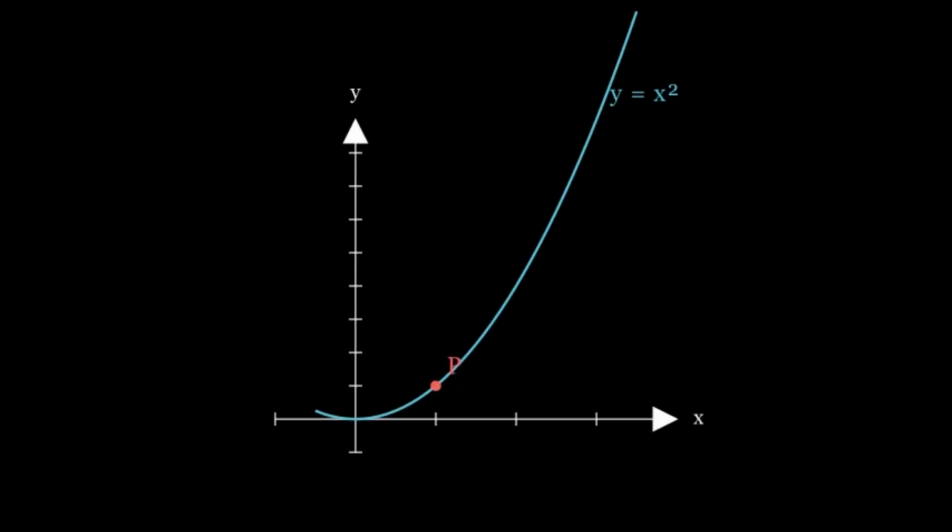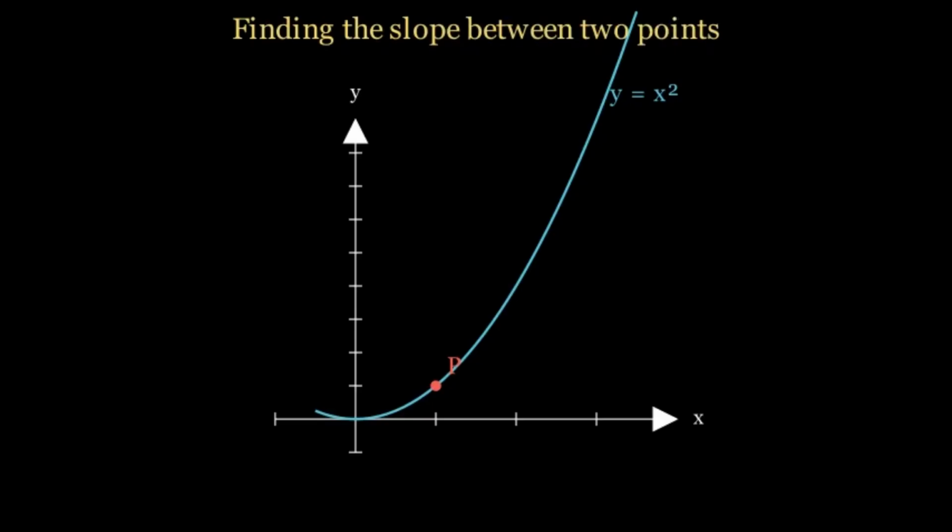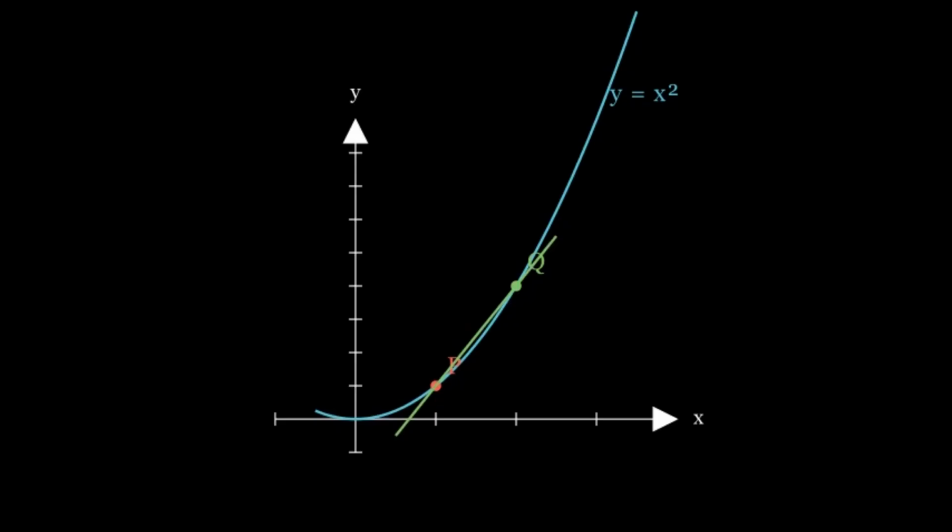Let's see this with math. Here's the curve y equals x squared. If I pick a point P on this curve and another point Q nearby, I can draw a line between them. The slope of that line tells me the average rate of change between those 2 points. But what if I want to know the rate of change at point P alone? I need to make Q get closer and closer to P.